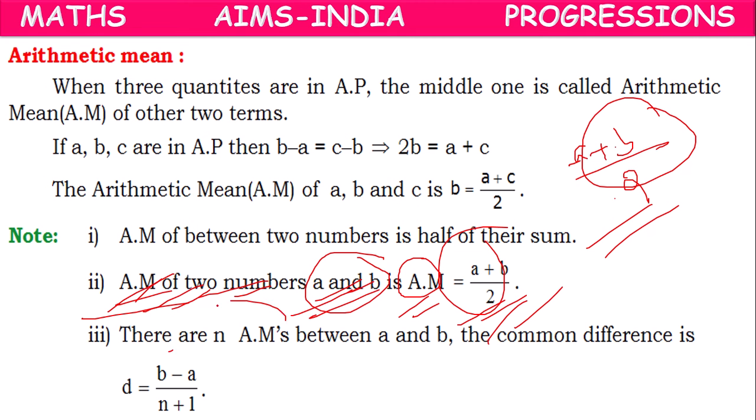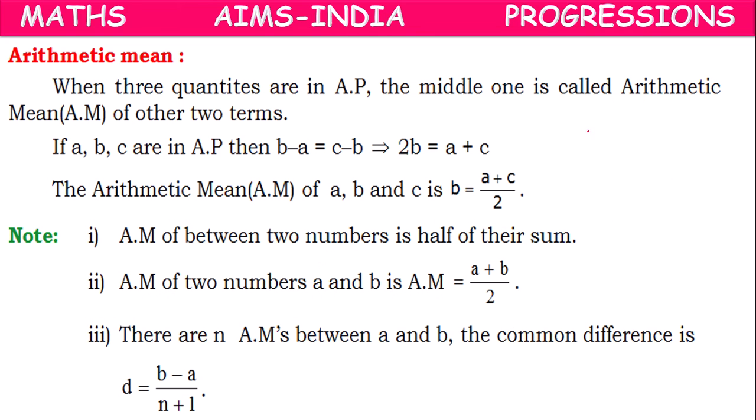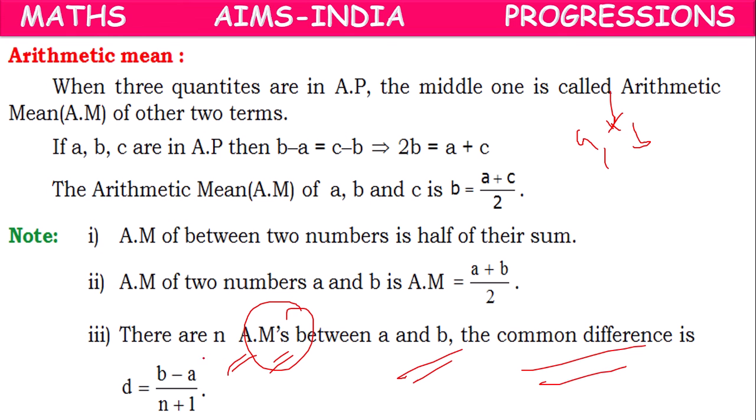So if there are n arithmetic means between A and B, there is no compulsion that there should be only one arithmetic mean between them. We can have n number of arithmetic means between A and B. So then their common difference will be given by the formula D equals (B minus A) by (n plus 1).